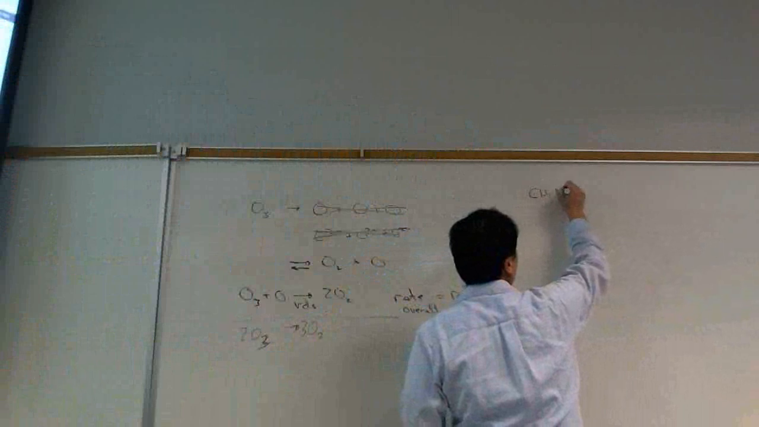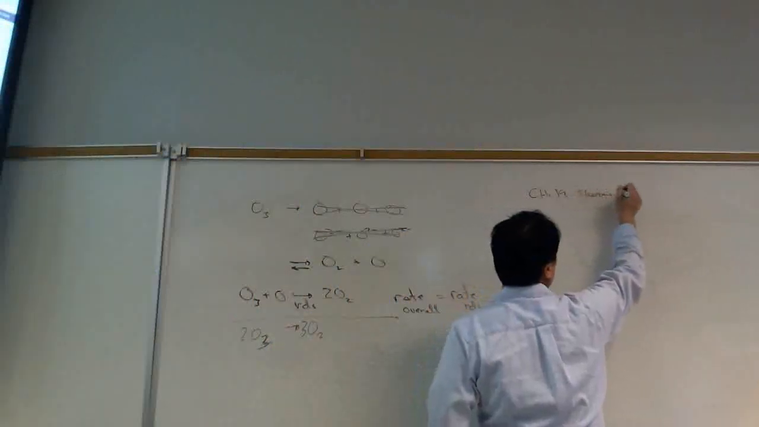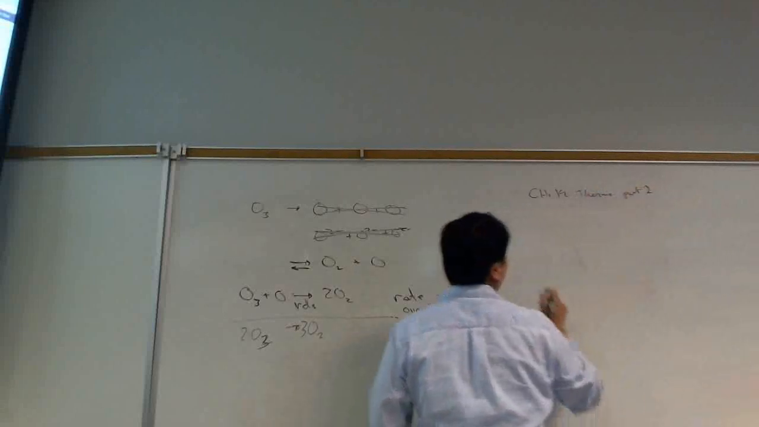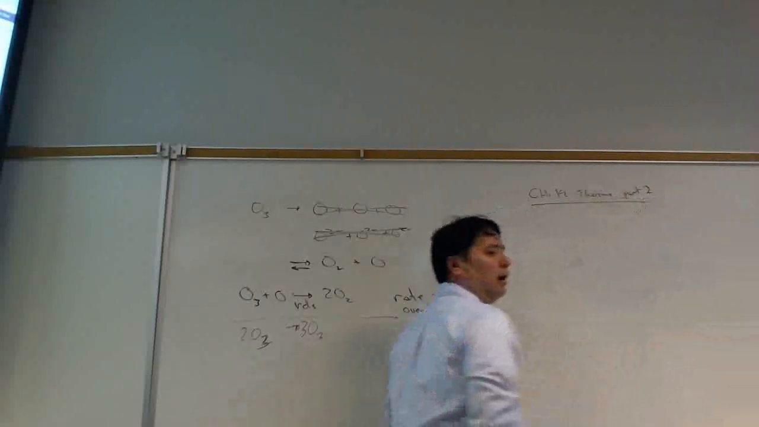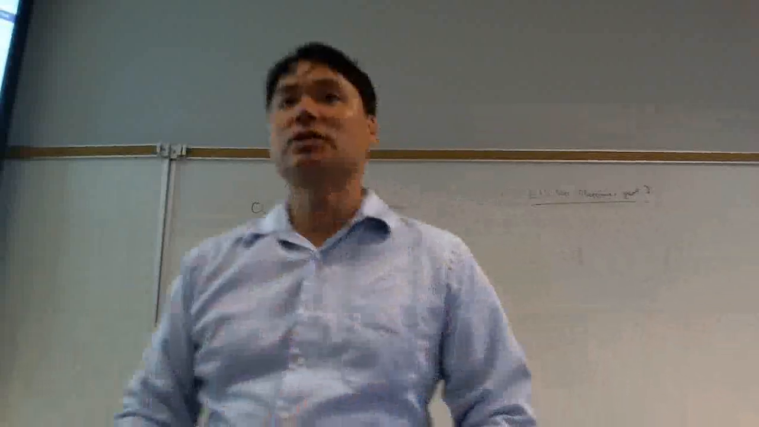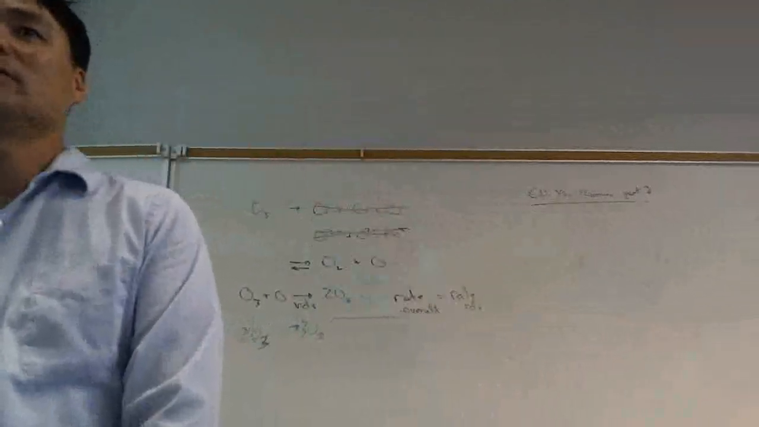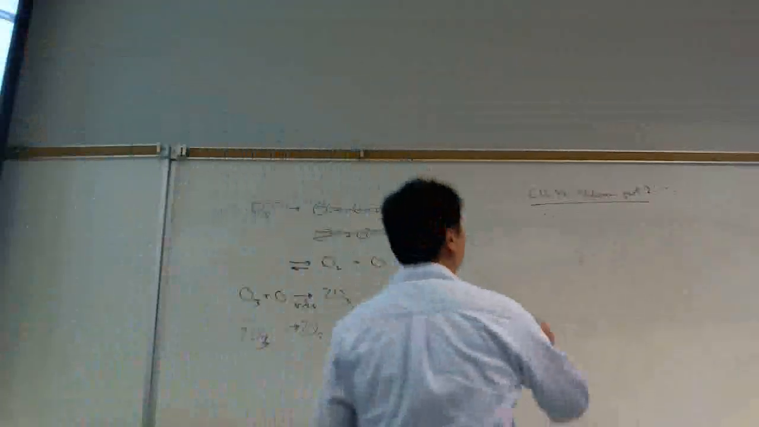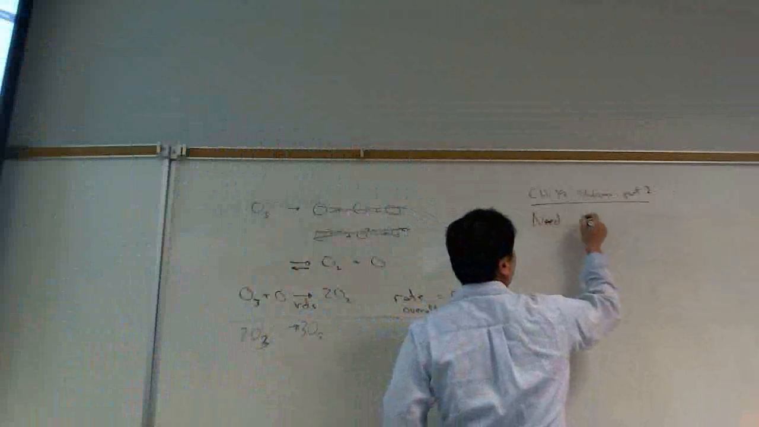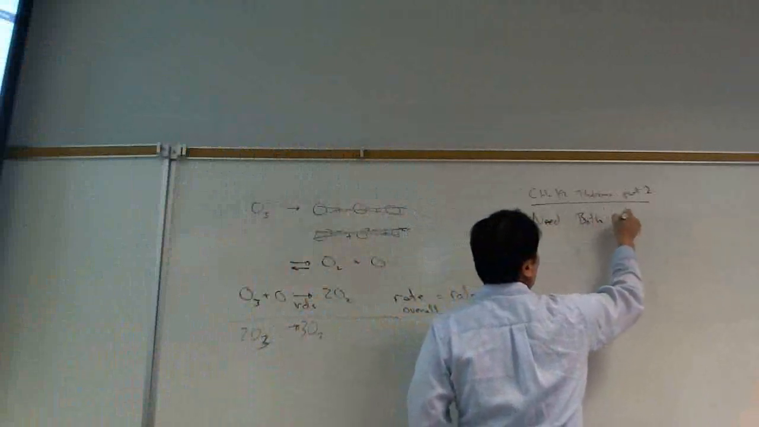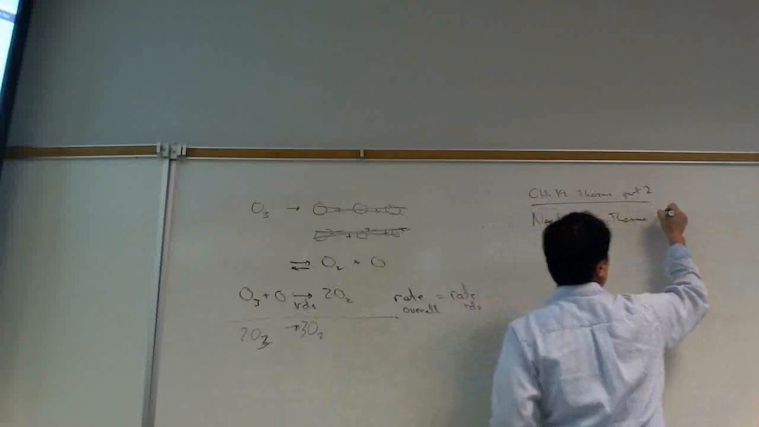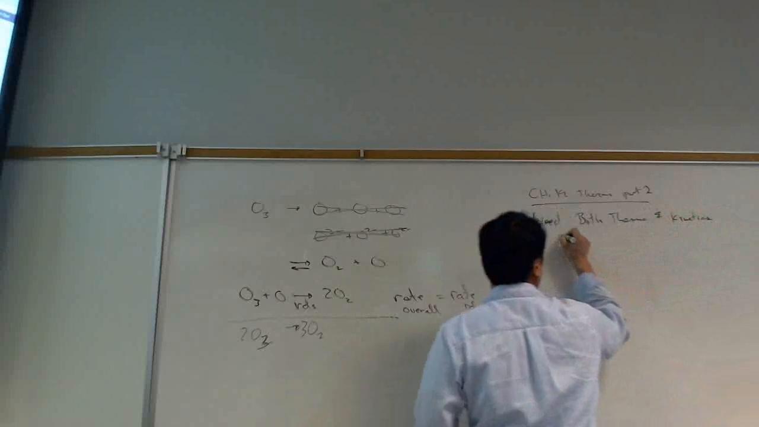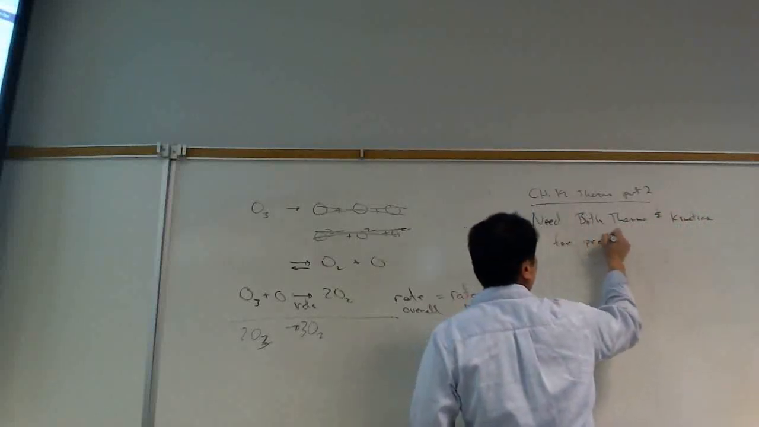So we're dealing with chapter 19, thermodynamics part 2. Part 1 is way back, Chem 1A. In order to predict reactions, you need to have both thermodynamic and kinetic knowledge of the reaction. And so let's say we need both thermodynamics and kinetics for predicting reactions.